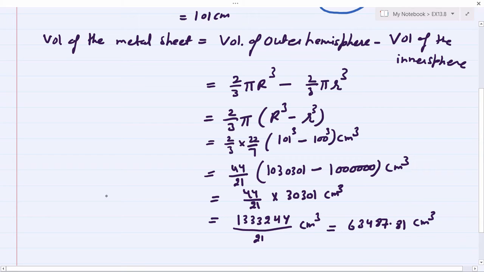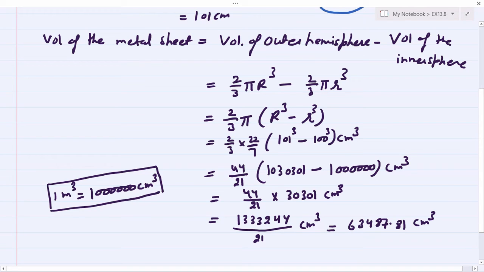Now this is a big number, and if you want you can convert it into meter cube form, because 1 meter cube equals 10 lakh centimeter cube. So if you want to convert this centimeter cube into meter cube, you have to divide this by 10 lakh, and when you divide this by 10 lakh you will get 0.06348781, and this is now in meter cube, and this is your answer.